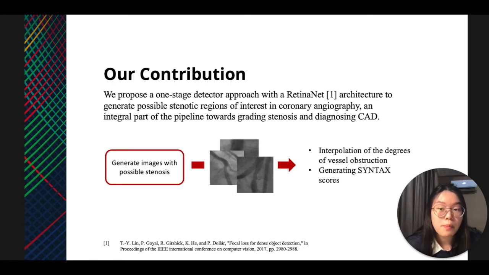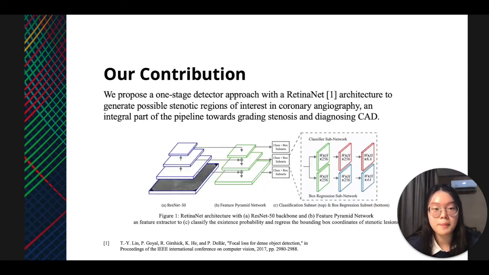In this work, we propose a one-stage detector approach with a RetinaNet architecture to generate possible stenotic regions of interest in coronary angiography, an integral part of the end-to-end pipeline towards grading stenosis and diagnosing coronary artery disease. By generating these images with possible stenosis, further segmentation and classification tasks can be done to create interpolation of the degrees of vessel obstruction, generating syntax scores, and finally determine the right treatment options for patients.